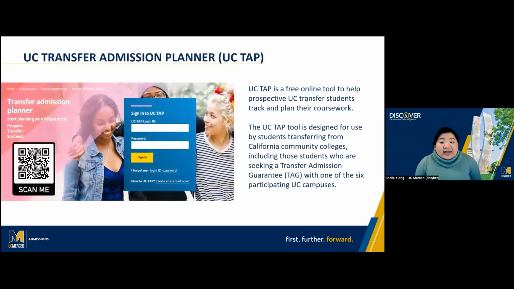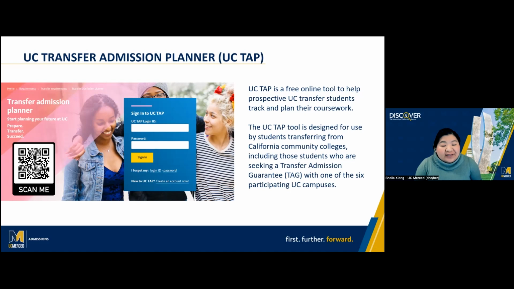All right. Now, we also talked about the tag, right? The transfer admission guarantee. In order to submit a transfer admission guarantee, you actually need to have what's known as a UC Transfer Admission Planner, or a TAP. TAP is a free online tool that helps transfer students track and plan their coursework. Now, we went over the minimum unit requirement, the GPA, and the 7-course pattern as well. What's really cool about the TAP tool is that it's actually going to track all of that for you.